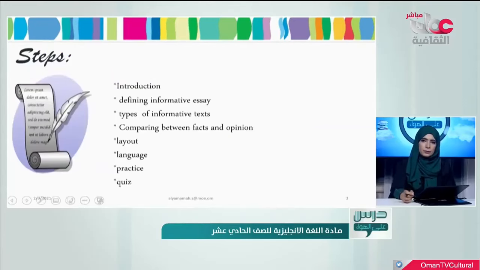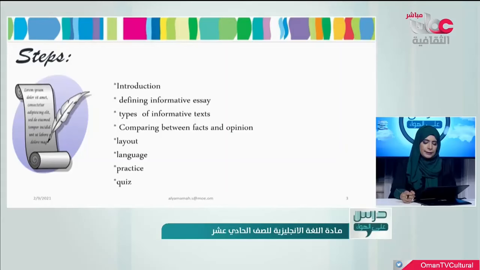This lesson will follow these steps. We'll start by having a short introduction about this topic. Then we will define the informative essay. After that, we will highlight some different types of informative texts. Then we will compare between facts and opinions, which is a part of the meaning that we have to highlight whenever we talk about informative essay.